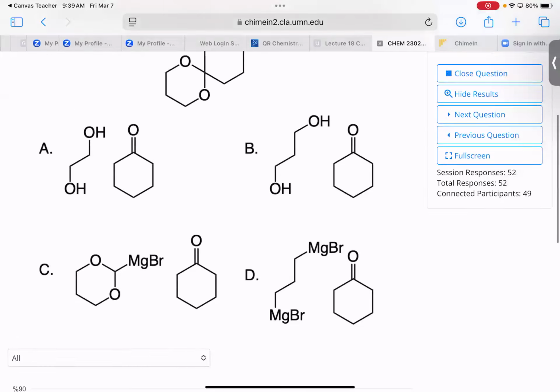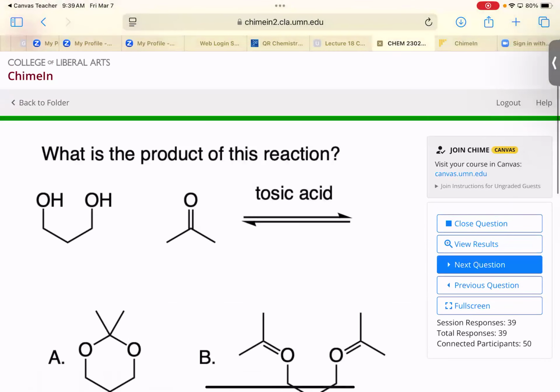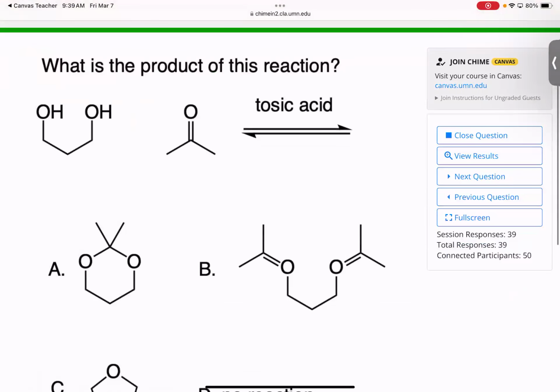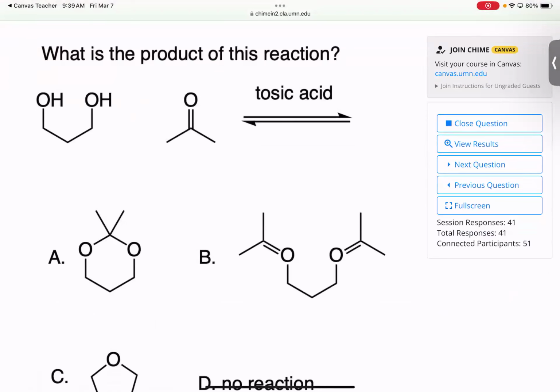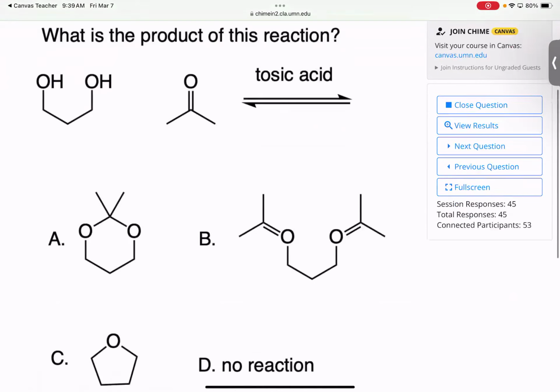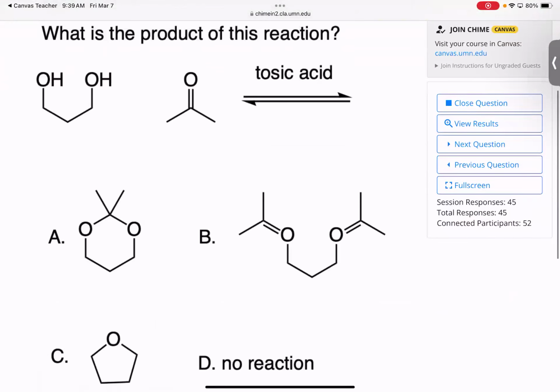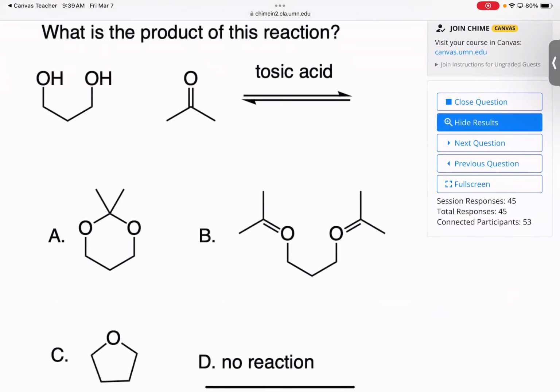All right, let's check in on our next question. I'll leave that open for a little while longer. Okay, so now what about this? Maybe instead of going backwards, we're going forwards. So instead of predicting our starting materials, what is our product of this reaction? We have a couple of different options here, so let's see what people are thinking.